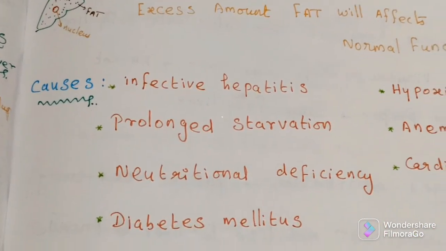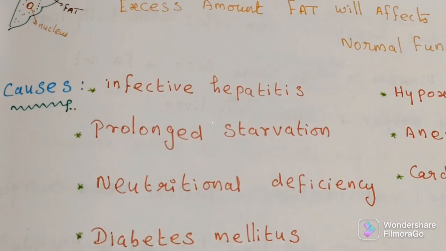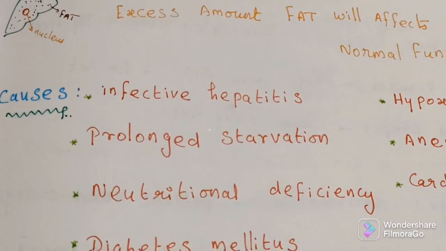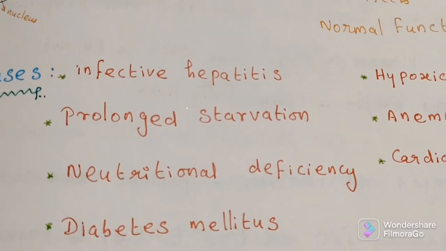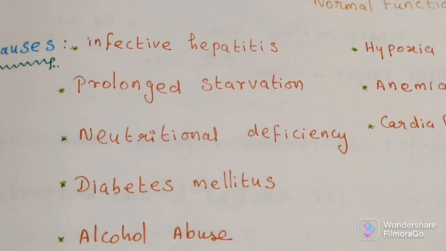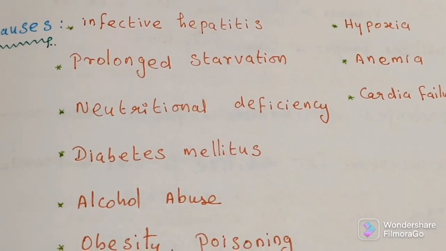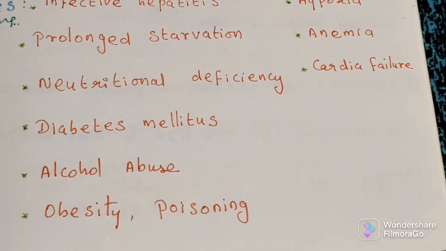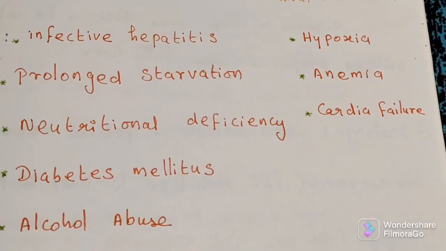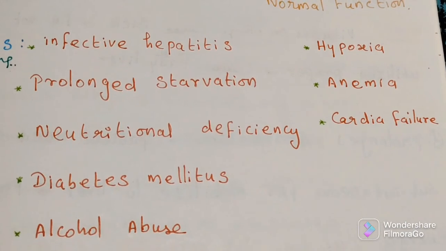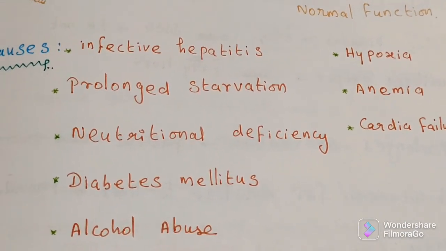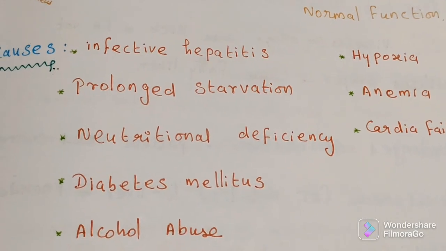Causes of fatty change of the liver. What are the causes? Infective hepatitis, prolonged starvation, nutritional deficiency, diabetes mellitus, alcohol abuse, obesity, poisoning, hypoxia, anorexia, and cardiac failure. These are the different causes of fatty change of the liver.